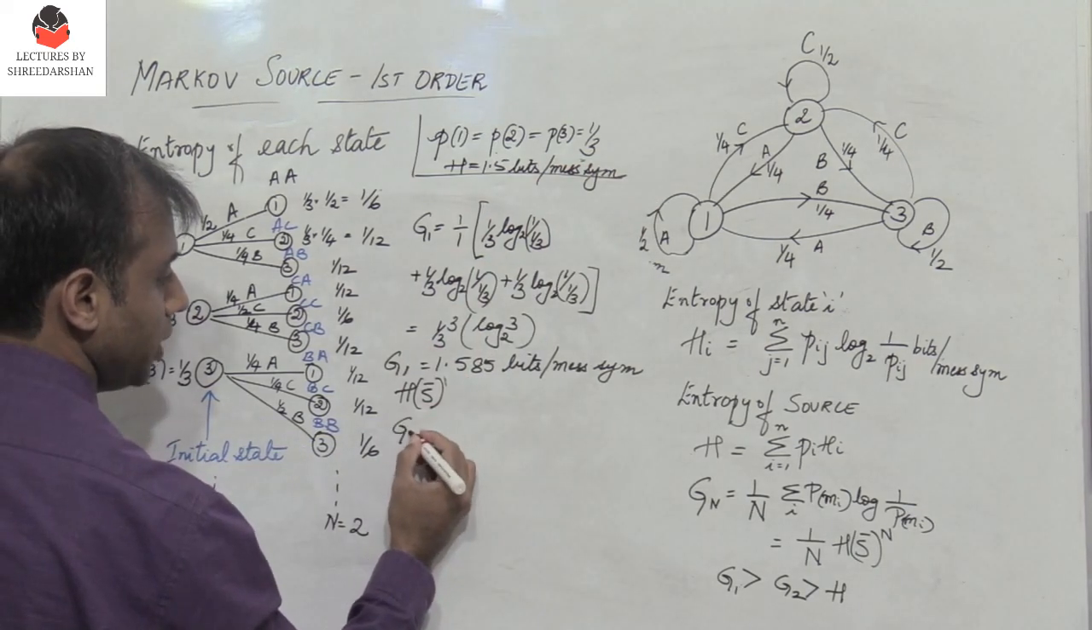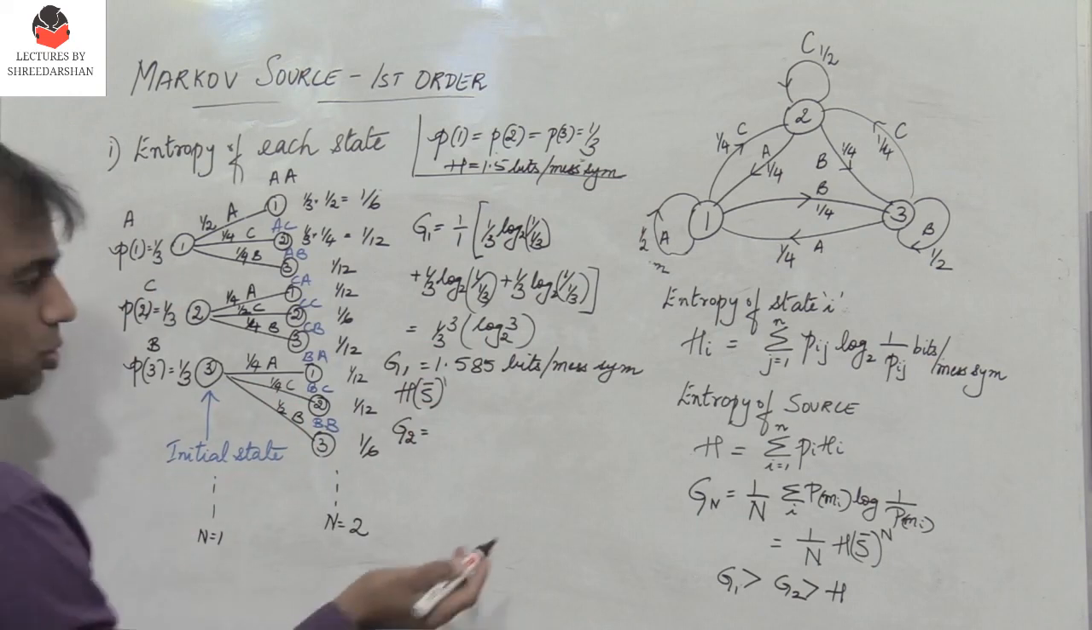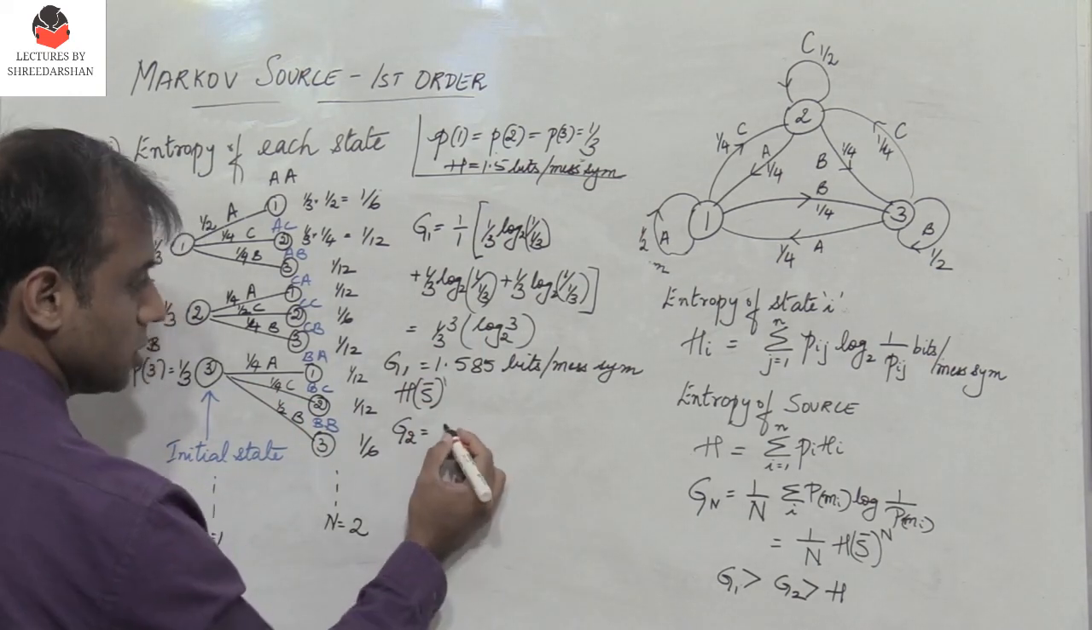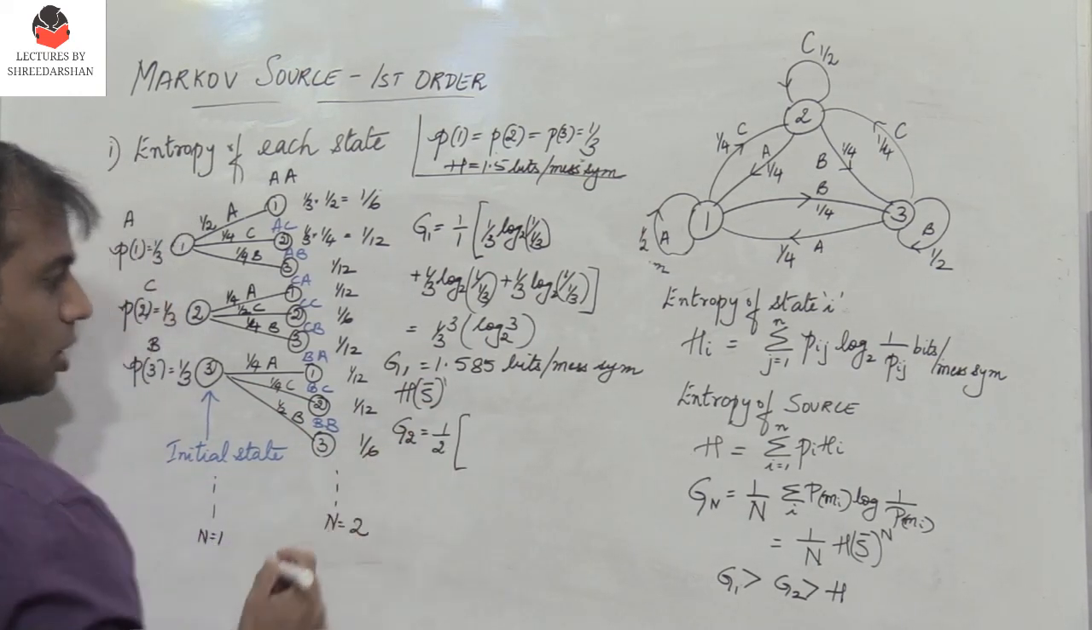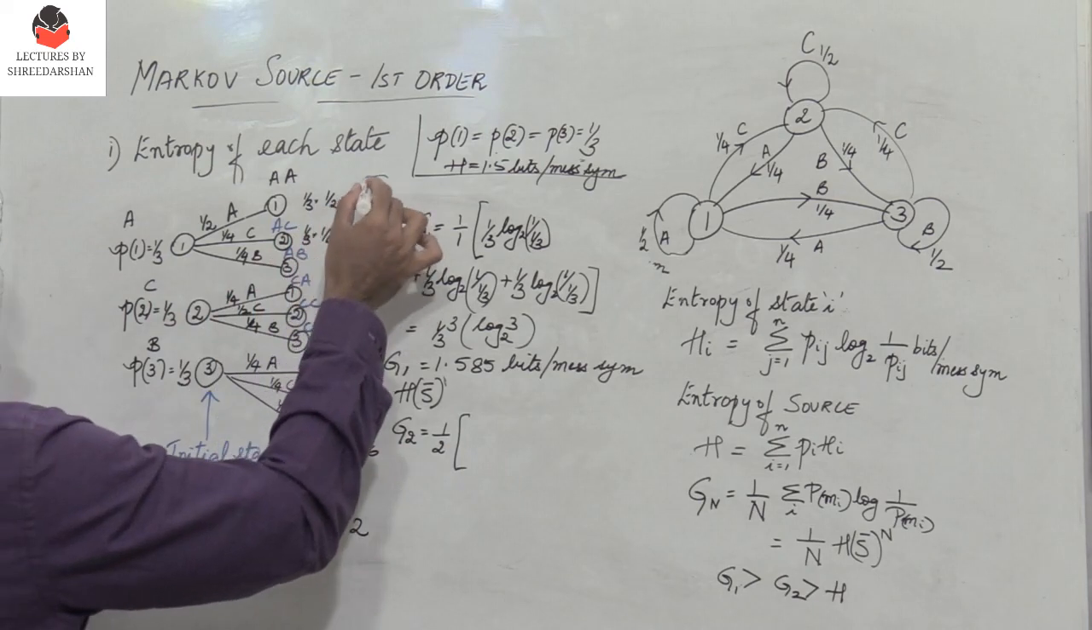Alright, so now to find G2. So now you know how to find G2. To find G2, what is n? The value of n, of course, is 2. So 1 by 2 into, what probabilities do I need to consider? I need to consider these probabilities here.